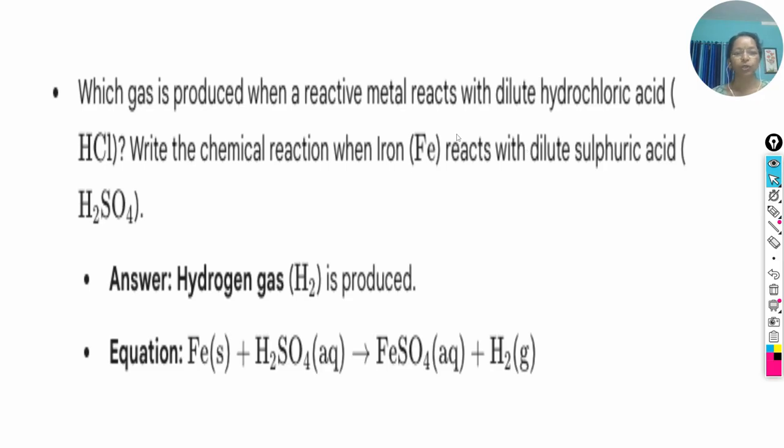Which gas is produced when a reactive metal reacts with dilute hydrochloric acid? We know the answer is hydrogen gas. Write the chemical reaction when iron reacts with dilute sulfuric acid. So the answer given is hydrogen gas is produced, and the equation is for iron and dilute sulfuric acid: Fe plus H2SO4 gives FeSO4 plus H2.